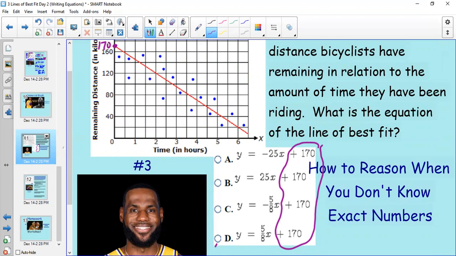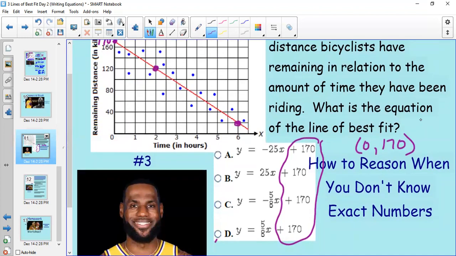So you can use the point 0, 170, or you could use other 2 points that you see on the graph. For example, I know there is another point at 620 that looked like a good point, and at 120 also looked like a good point. So maybe I use 0, 170 and the point 2, 120, and I find the slope between them. I'll use a t-table here. So 0, 170 and 2, 120.